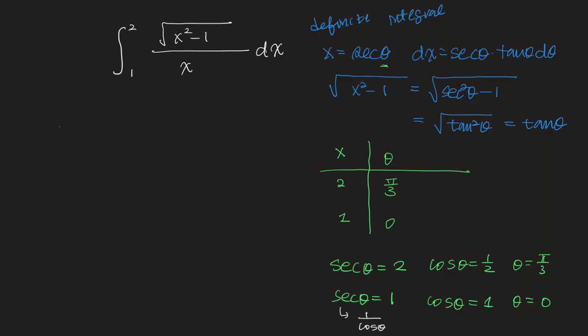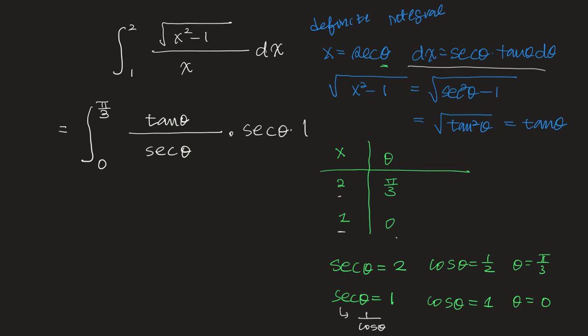So now you're going to change everything here. The integral from 0 to pi over 3. The square root of x squared minus 1 is tangent theta. x is secant theta, times dx right here, secant theta tangent theta d theta. So you cannot cancel out secant theta with secant theta. So you have the integral from 0 to pi over 3 of tangent squared theta d theta.